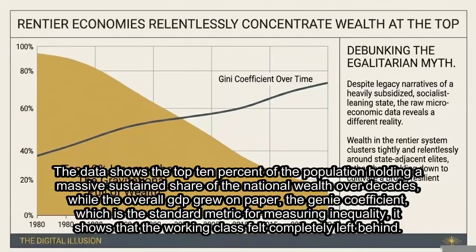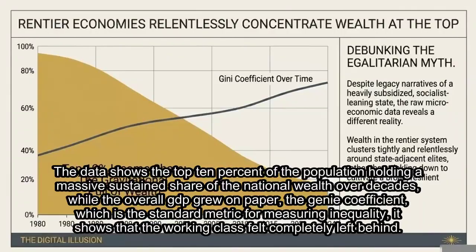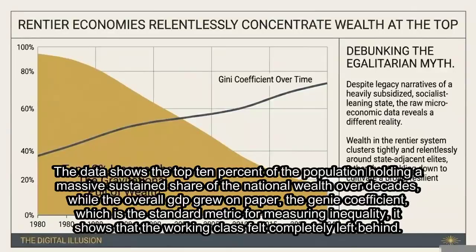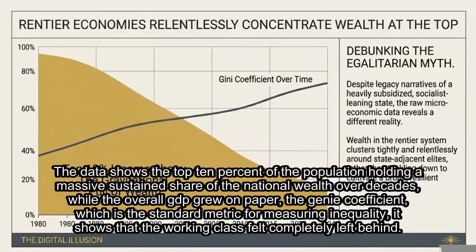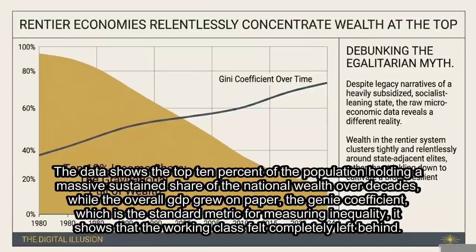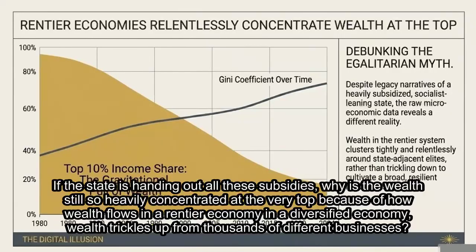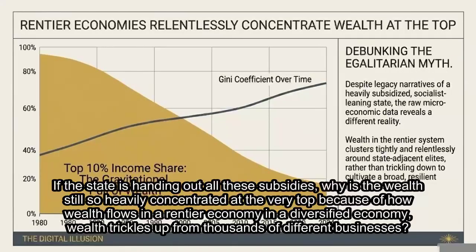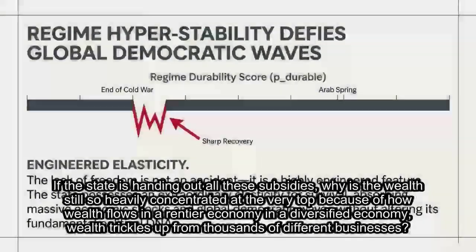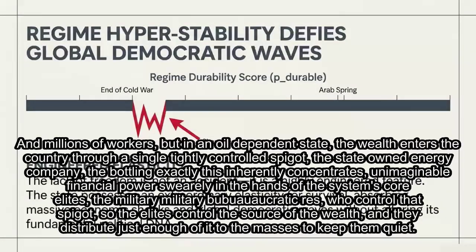Right, the income share chart. This is where the macroeconomic illusions really fall apart for me. It reveals a lot. The data shows the top 10% of the population holding a massive, sustained share of the national wealth over decades. While the overall GDP grew on paper, the Gini coefficient, which is the standard metric for measuring inequality, shows that the working class felt completely left behind. If the state is handing out all these subsidies, why is the wealth still so heavily concentrated at the very top? Because of how wealth flows in a rentier economy.